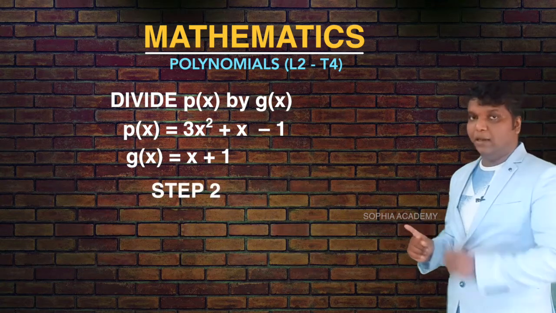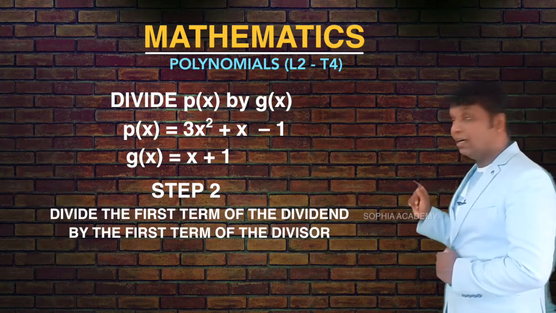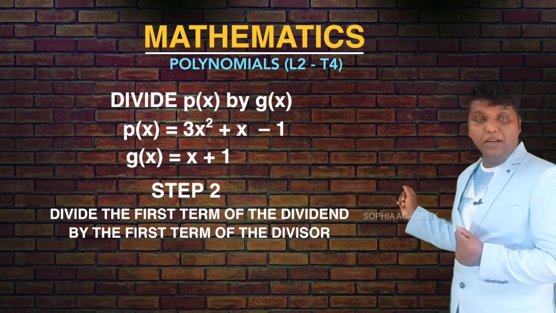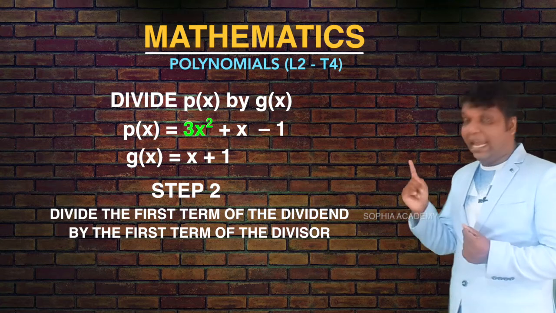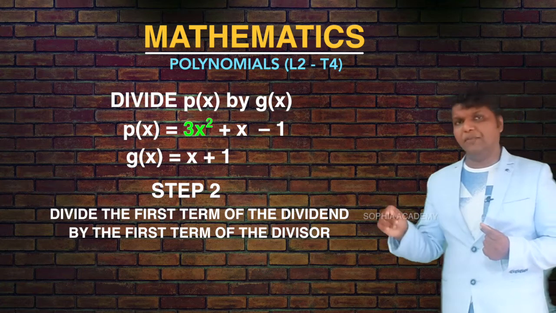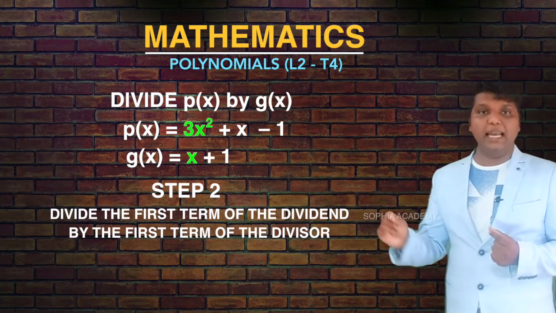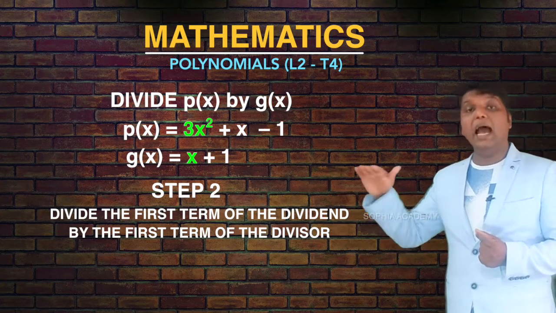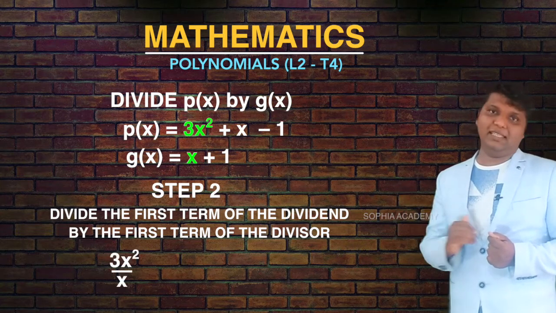Now listen to this point. This is very important. The first thing you have to do is take the first term of the dividend. What is the first term of the dividend here? It is 3x square. Take the first term of the dividend, 3x square, and the first term of the divisor. The divisor was x plus 1, so the first term of the divisor is x. Choose the first term of the dividend and the first term of the divisor and divide them. So 3x square divided by x.